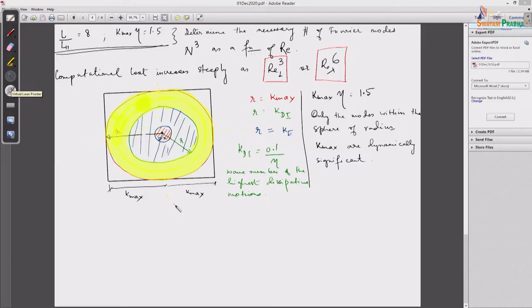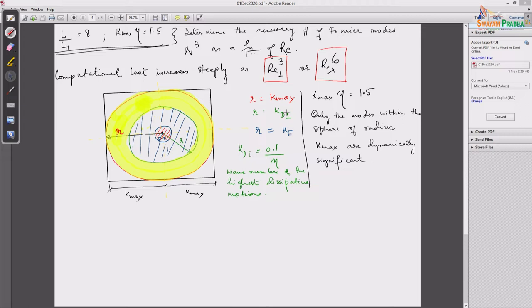So we came up with this plot where K max eta is 1.5. The modes of motion which are dynamically significant basically lie within a sphere of radius K max, which is what I've drawn here, okay? In that, the radius is essentially R. And we have another radius, shown in green, which is k di, the limit of the dissipative range.